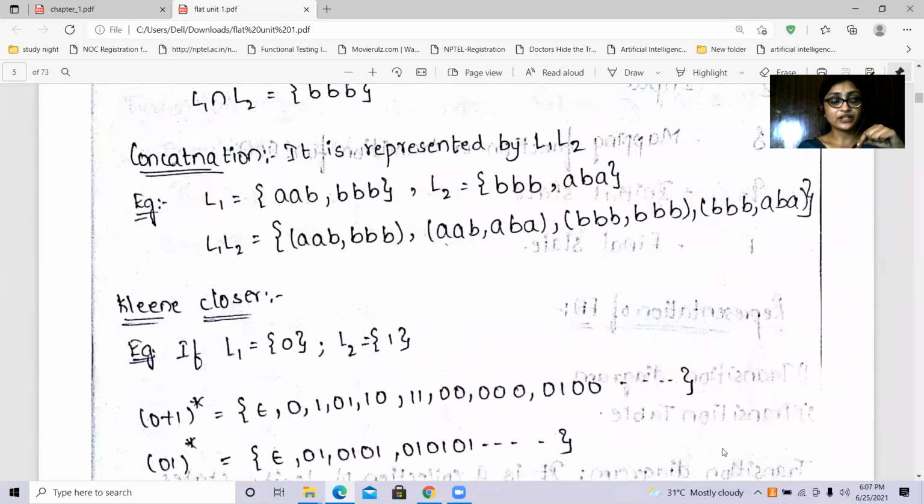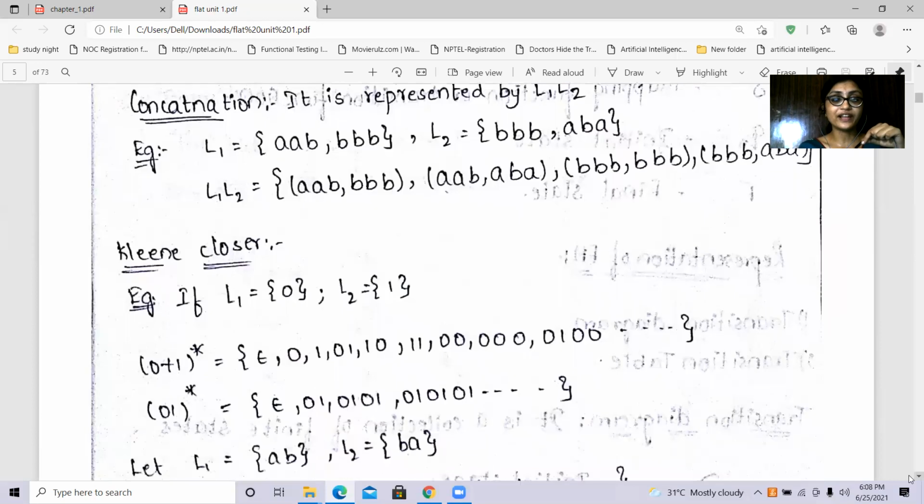And next, concatenation. Concatenation means nothing but adding those two. For example, AAB, BBB, and also we have BBB and ABA. Firstly, AAB will be combined with the first element of language 2, and AAB will be combined with the second element of language 2. And then the second element of language 1 will be combined with the first element of language 2, and the second element of language 1 will be combined with the second element of language 2. In this way, we have to perform the concatenation operation on the languages.